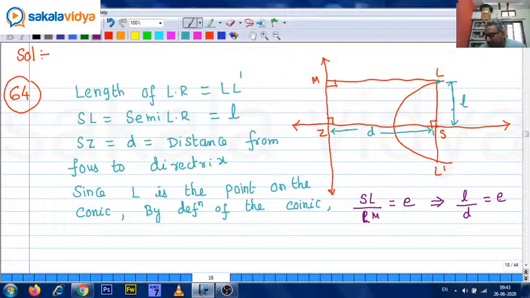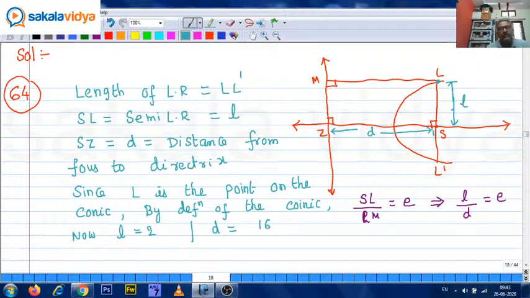L stands for the semi-latus rectum, and D stands for the distance from focus to the directrix. So whenever you get such a question, you need to find out the semi-latus rectum L, and next D, the distance from focus to the directrix. Now in this problem, the length of the latus rectum is 4 given, so L is equal to 2. Next D we need to find out: the distance from (2, -1) to the line.